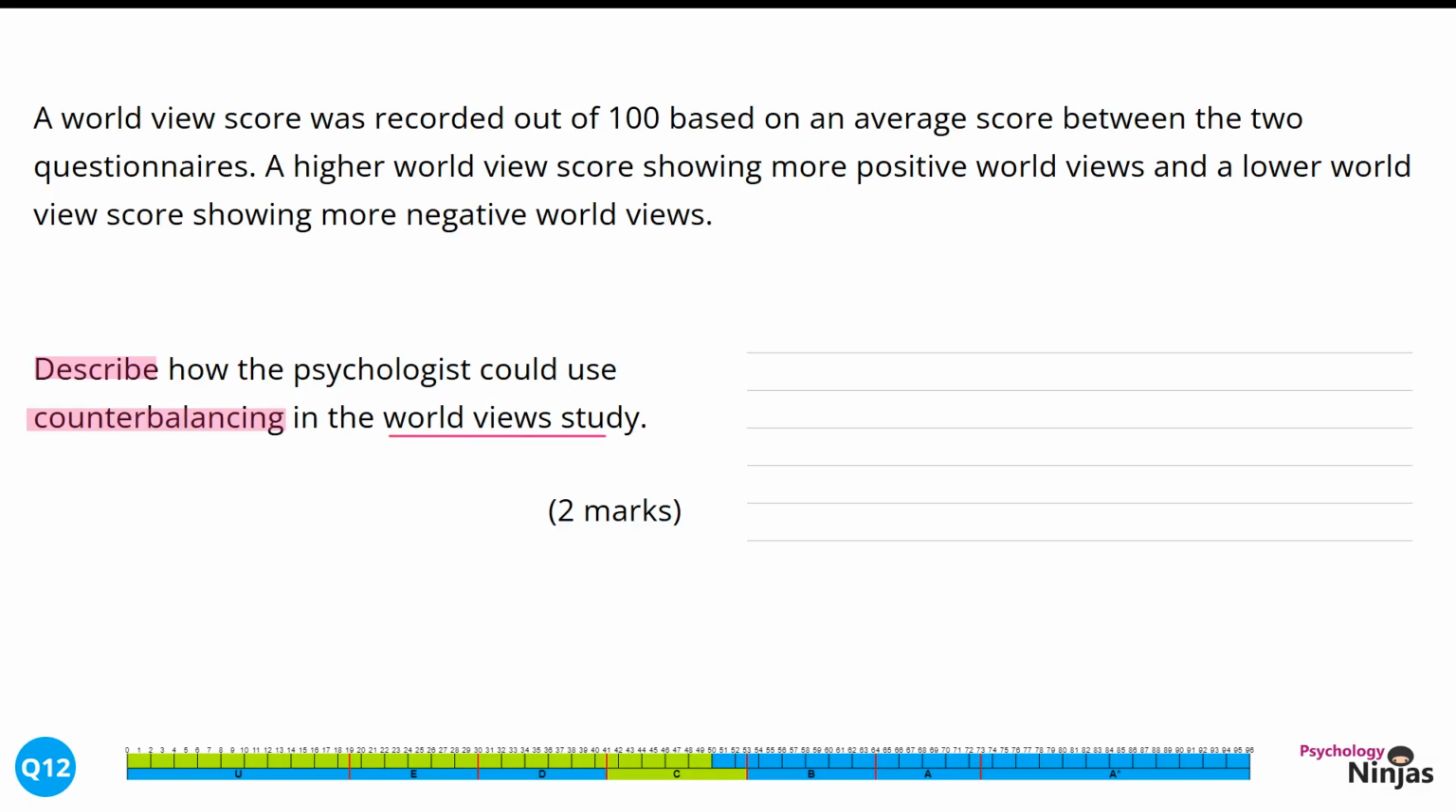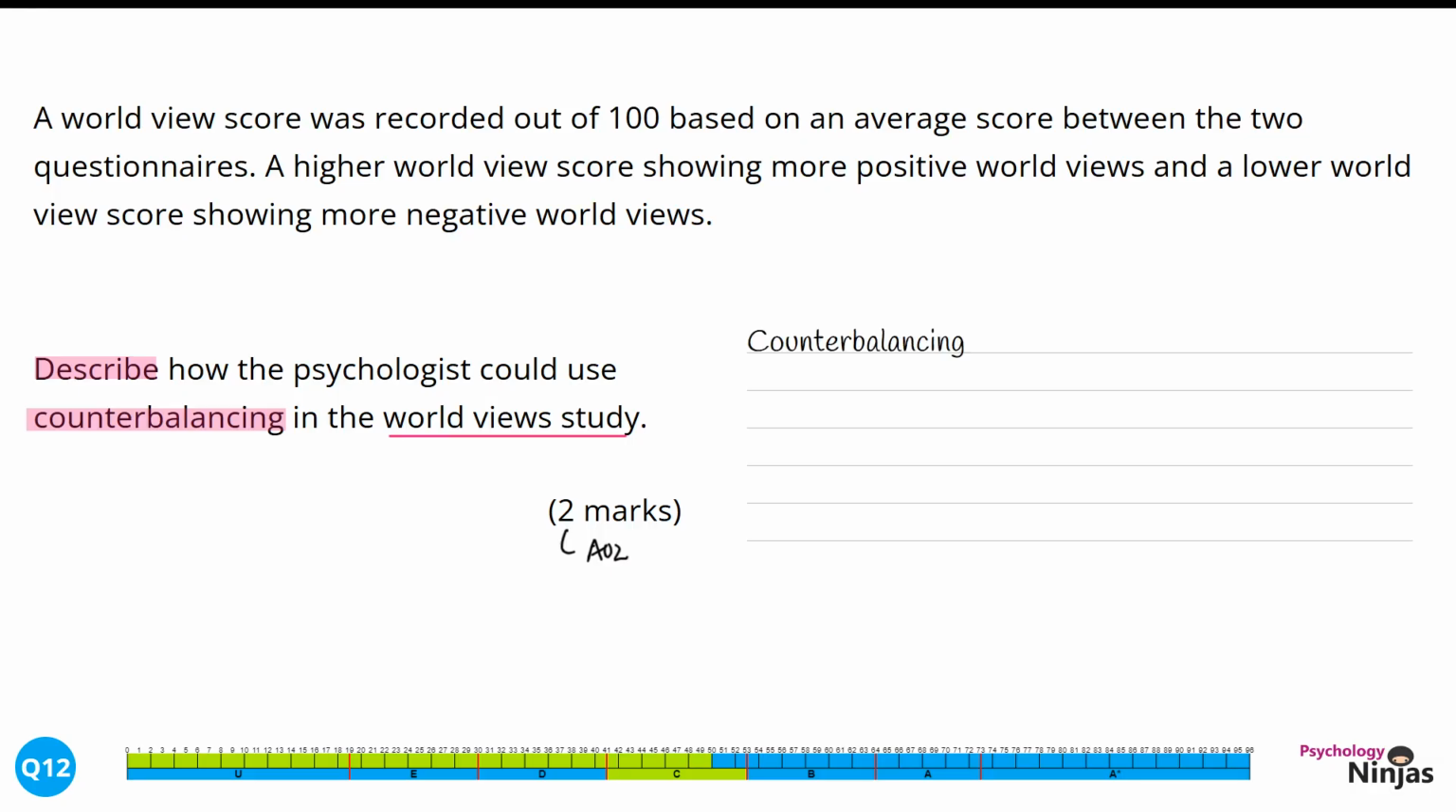back into the worldview study in 2 separate ways to show that we understand the STEM and can apply our knowledge. Because there's a STEM, both of these marks are AO2 marks, meaning that we need to have application within our response 2 separate times.